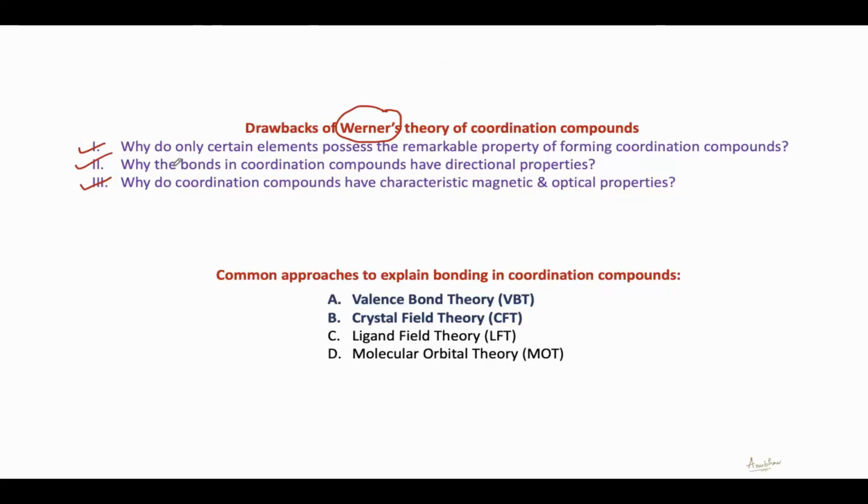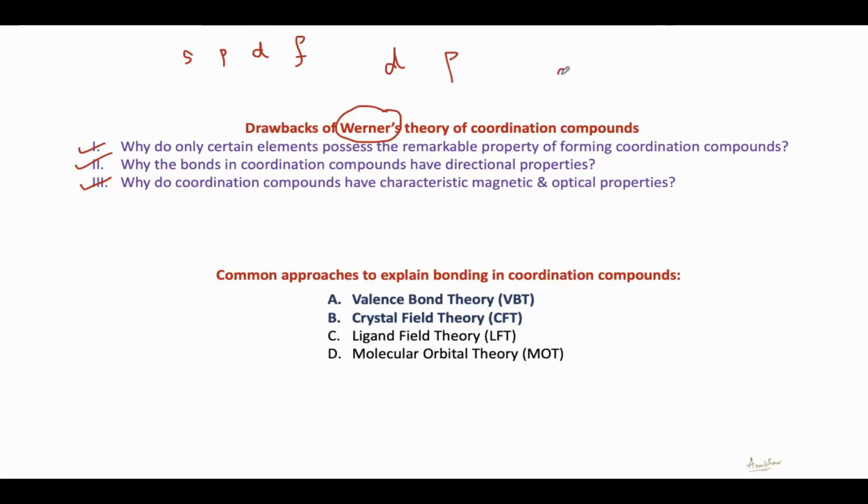First one is, why do only certain elements possess the remarkable property of forming coordination compounds, not all? In the periodic table, we have these S block elements, P block elements, D block elements, and F block elements. Out of these, most of the D block elements and some P block elements are able to form coordination compounds, not all the elements.